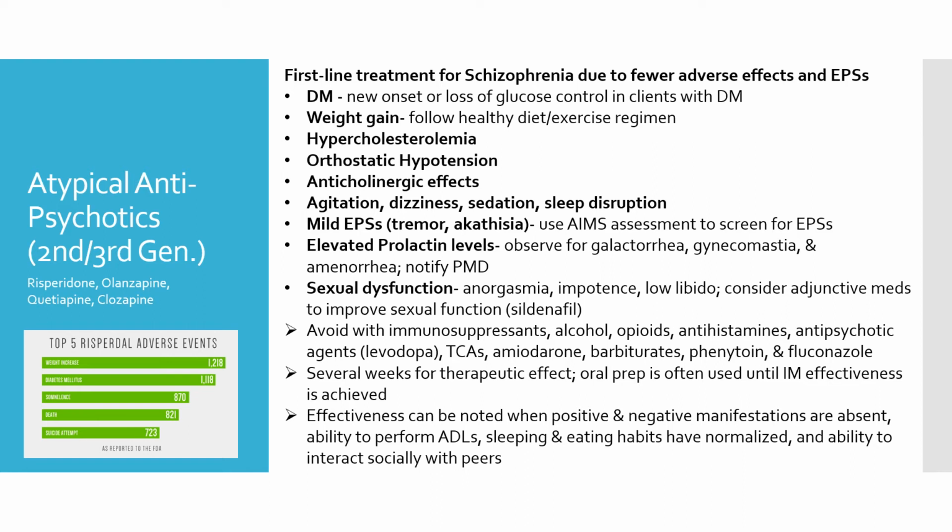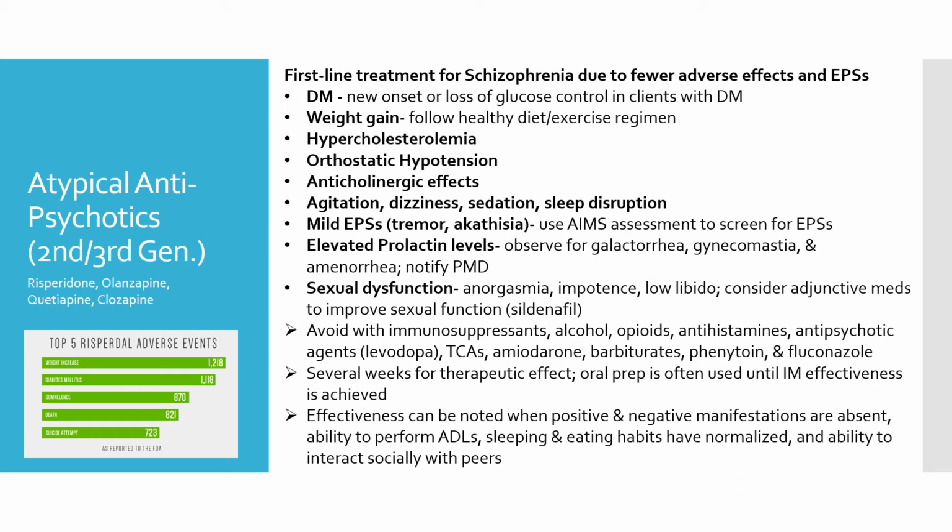And we're going to use an Ames assessment to screen for EPSs, and I'll give you all an example of an Ames as well. They could have elevated prolactin levels, not just females, but also males is a potential. So make sure that we're looking for galactorrhea, gynecomastia, and amenorrhea. Make sure they're notifying their doctor. They could also have sexual dysfunction. So they may consider adjunctive meds to improve their sexual dysfunction. And an example here would be sildenafil.